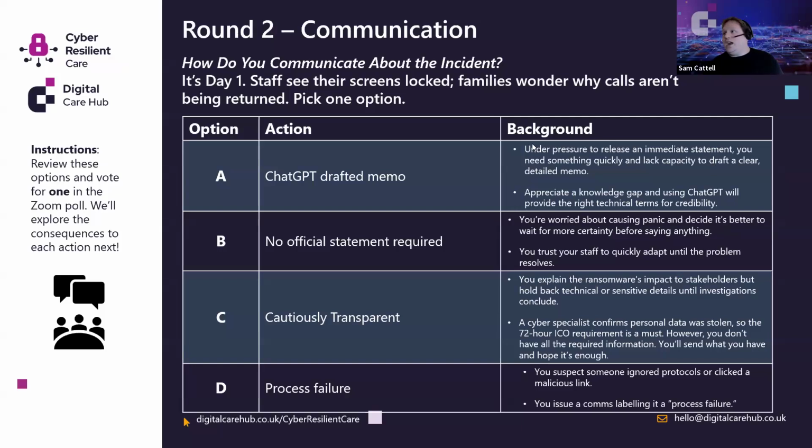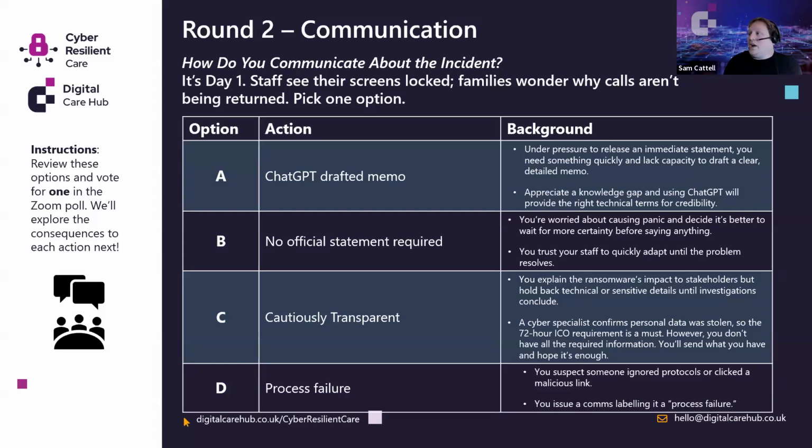To draft a memo. Under pressure to release an immediate statement, you need something quickly and lack capacity to draft a clear, detailed memo. You appreciate you've got a knowledge gap and you can use ChatGPT. It'll provide technical terms for credibility. B: No official statement required.